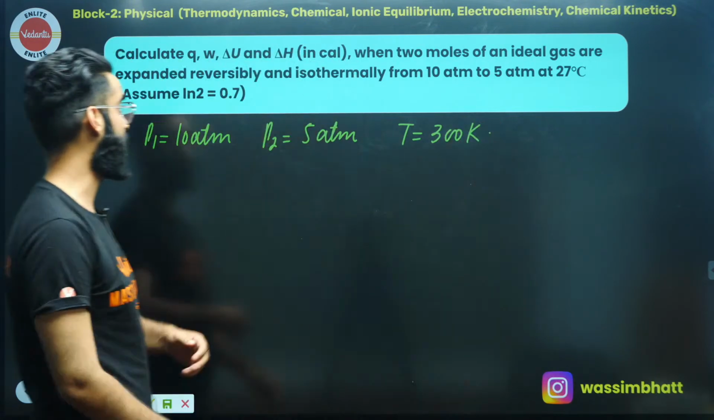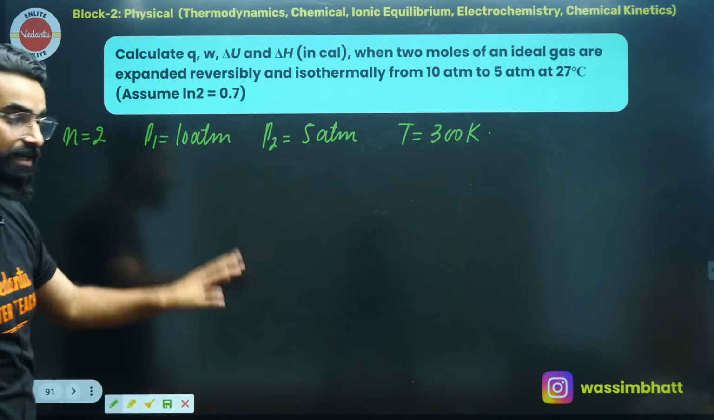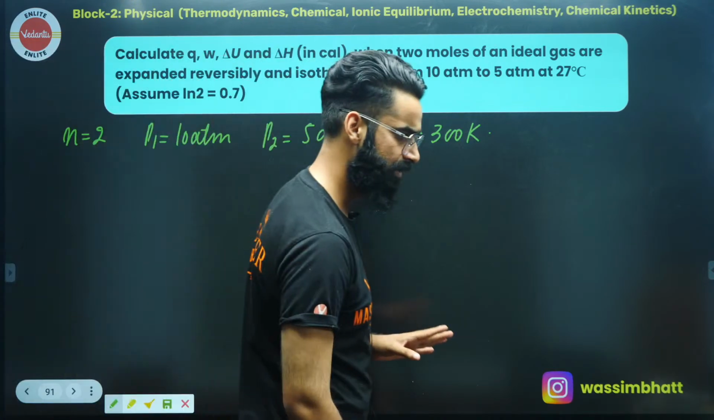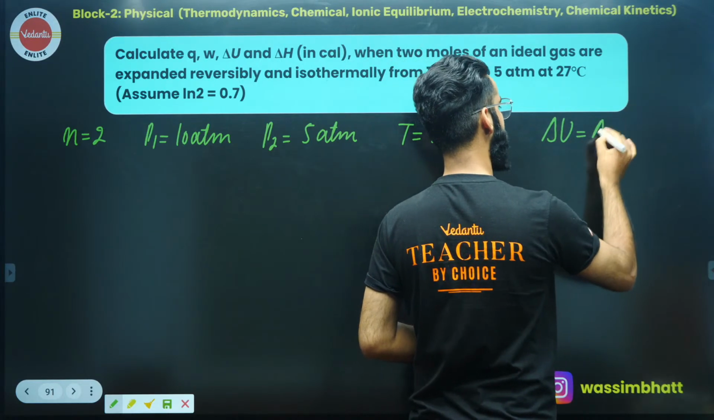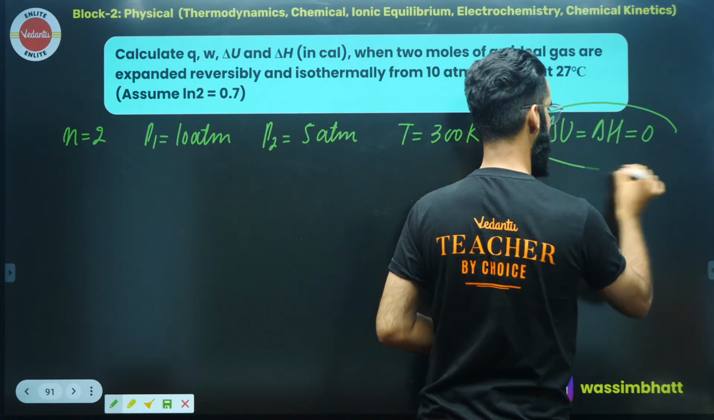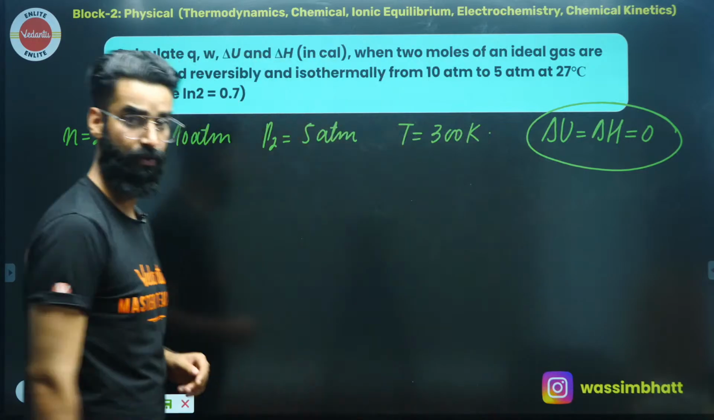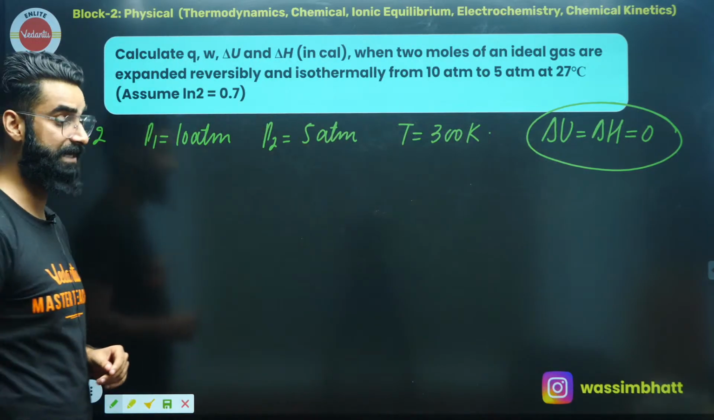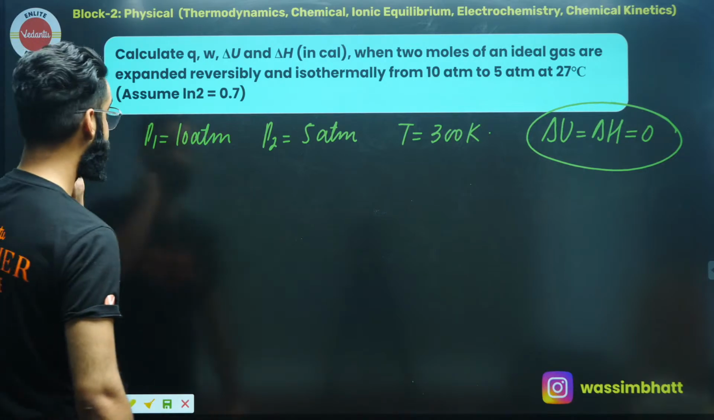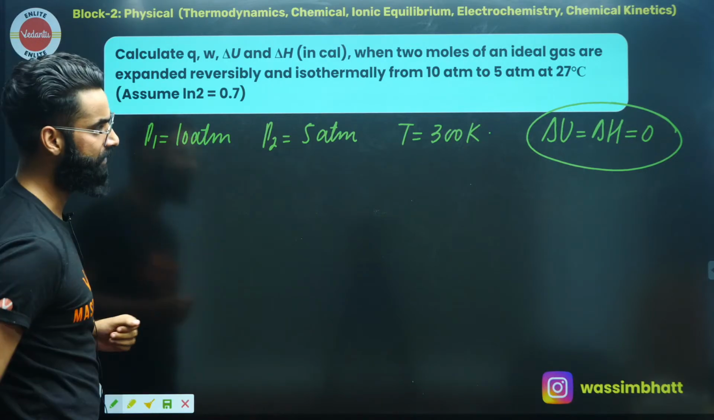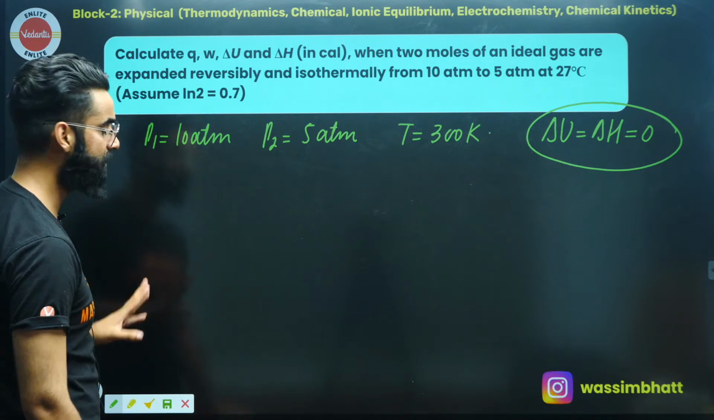What do we need to calculate? We need to calculate Q, W, delta U and delta H. Since the process is isothermal, right? You know, whenever the ideal gas undergoes isothermal process, its delta U as well as delta H both are taken to be 0. I hope you know that. Whenever the ideal gas undergoes isothermal process, its delta U as well as delta H, both the terms are taken as 0.